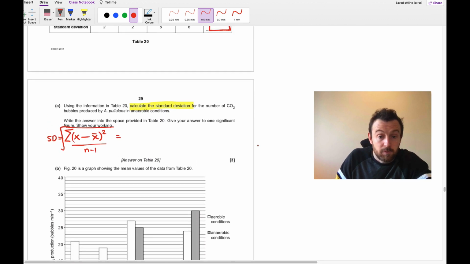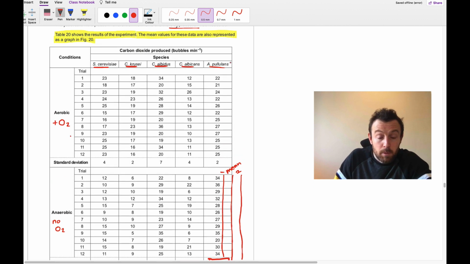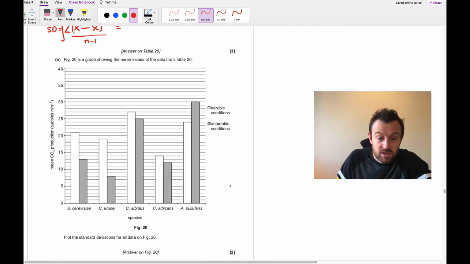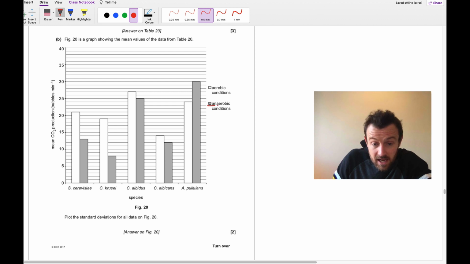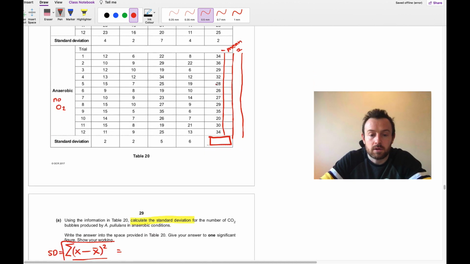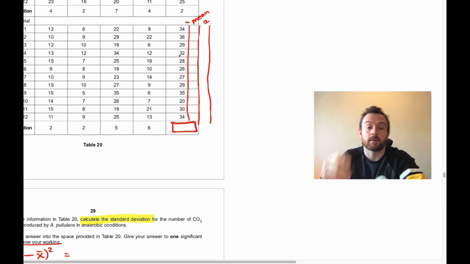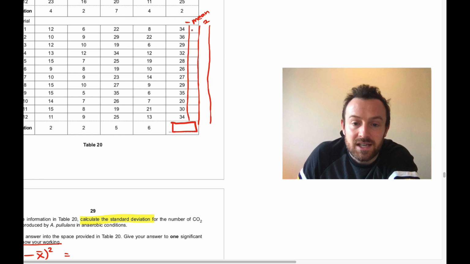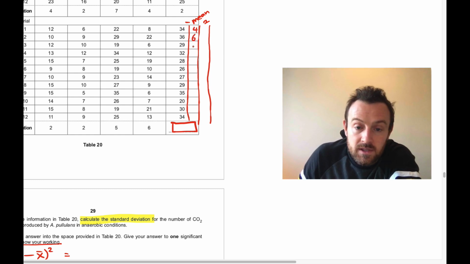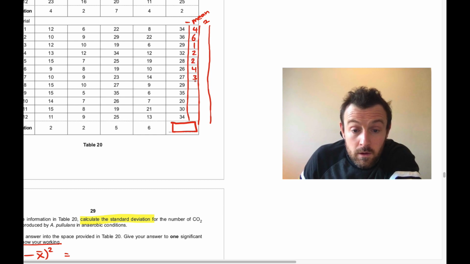So the mean for Pullaland's anaerobic conditions we can find. Anaerobic conditions is the shaded one, and Pullaland's is here. So the mean there is 30. So now let's get cracking, and I'm going to edit this to make it a bit faster. So 34 minus 30 is 4, 6, 1, 2, 2, 4, 3, 1, 5, 10, 10, and 4.